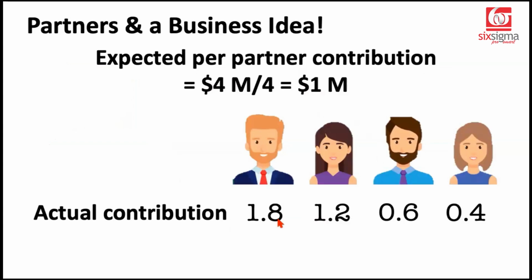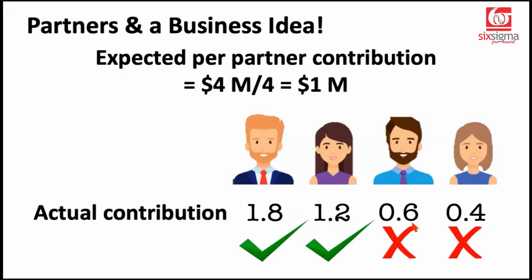But at the time when they had to actually bring money, one of the partners brings more money, that's 1.8 million. The second partner brings 1.2 million. The remaining two partners are not able to, for whatever reason, contribute what was initially agreed upon. So the third one only contributes 0.6 million and the last one only contributes 0.4 million. They are still able to make it up to 4 million in total, but you can see some of them have contributed more and some of them have contributed less.